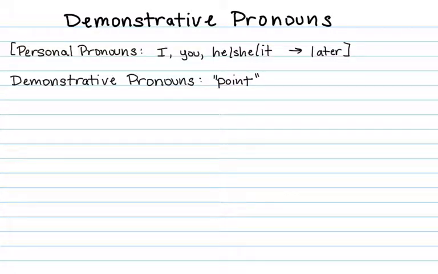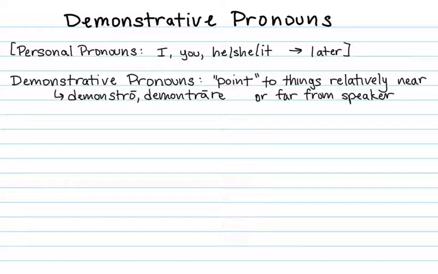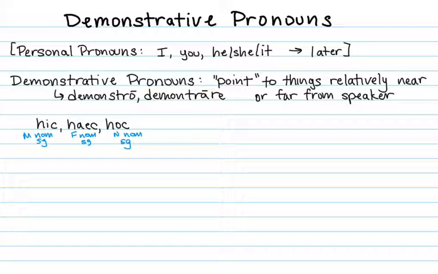Demonstrative means point. So it's from the Latin demonstro, demonstrare, to point. Demonstrative pronouns point to things relatively near or far from the speaker. By this, we just mean that the pronouns are this and that. So hic, haec, hoc points to something relatively close to the speaker, so this guy. It's exactly equivalent to the English word this.